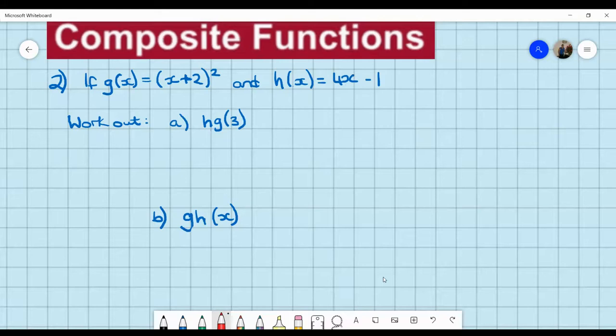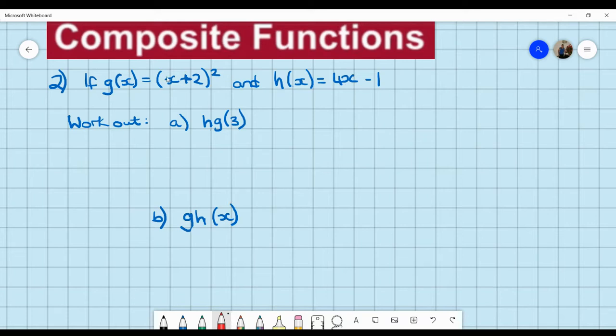Okay, for this second question then we're just going to look at slightly harder functions, just so that you can apply the same process to both easy functions and harder ones. So if we have a look to start off with at the question, we've got if g of x is equal to (x + 2) squared and h of x is equal to 4x minus 1, then you need to have a go at working out h of g of x and g of h of x. So by all means give it a try and then hit play when you're ready for me to go through it with you.